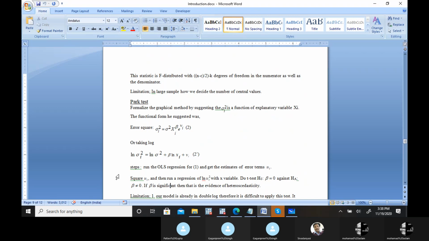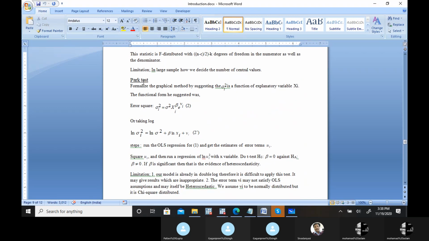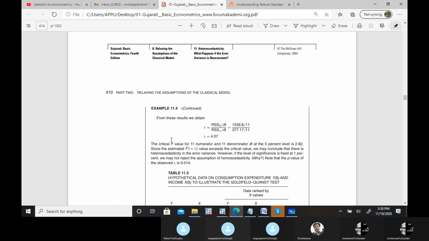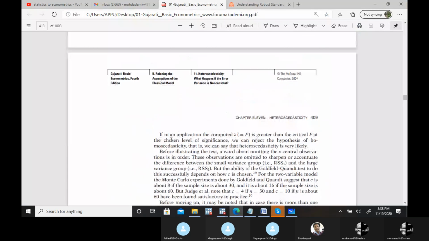Now, these sigma squared values, you actually have to get them from the residuals. Let's see if there is any practical example in Gujarati or not.